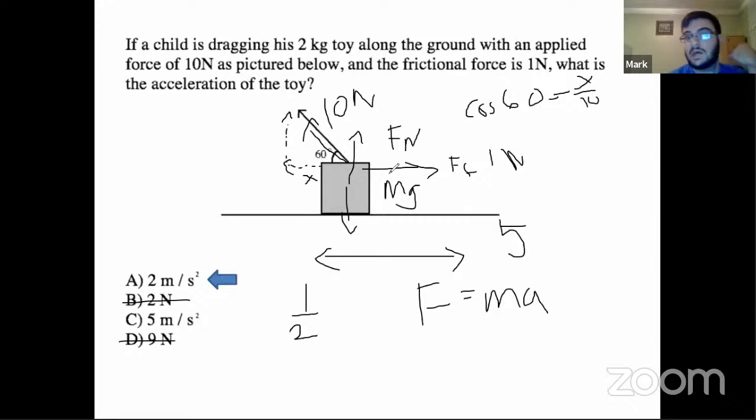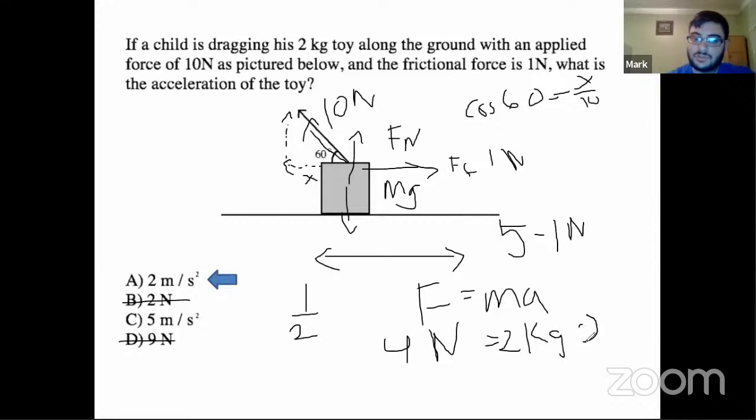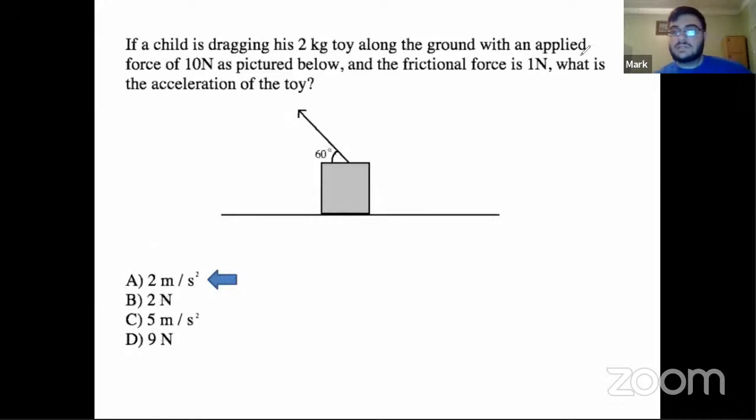The only other force in this left and right axis is friction, which is 1 newton in the opposite direction. So you subtract: 5 newtons minus 1 newton, and you get a total of 4 newtons equals m, which we know is 2 kilograms, times a, which is also 2, because 4 divided by 2 is equal to 2, and a is the correct answer. Does that make sense? Does that make sense to everybody?